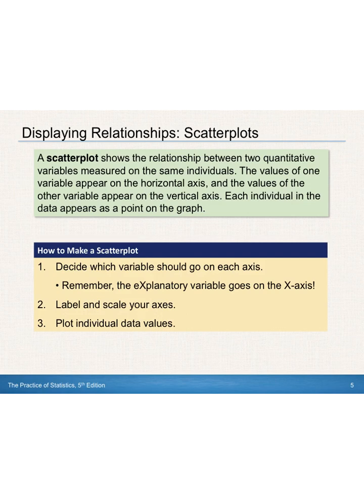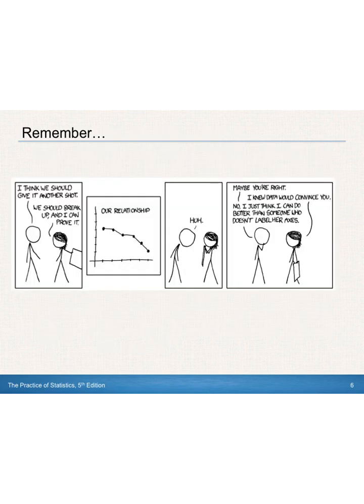I don't need to talk over this, but you guys need to remember that the explanatory variable goes on the x. Make sure you label and scale your axis, make sure you plot the individual data values, and then we're going to interpret those. Pause this if you need to read it. And you're going to go ahead and read this too. It's kind of funny.